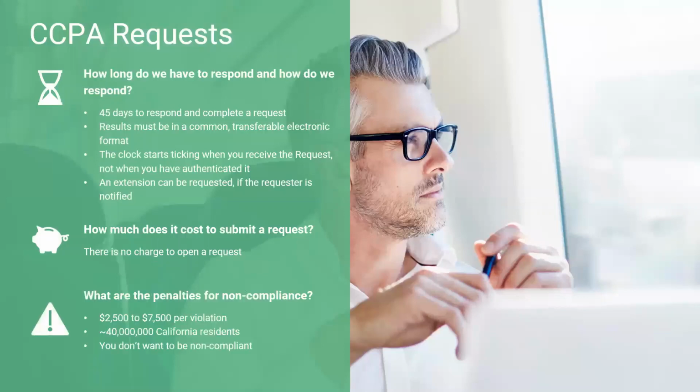So CCPA request, I'm going to focus on this a little bit. I found some information on that. You have 45 days to respond and complete a request. So when the requester says, I want to know what you have about me, well, as you see in the 3rd bullet, the clock has started ticking. So this is not upon when you authenticate the request. The authentication is part of that 45 days you have to respond to that. Needless to say, 45 days is not that long. Though you can request an extension, don't depend on it. You need to make sure that you have a process that can take care of these requests within the proper time period, in this case, 45 days.